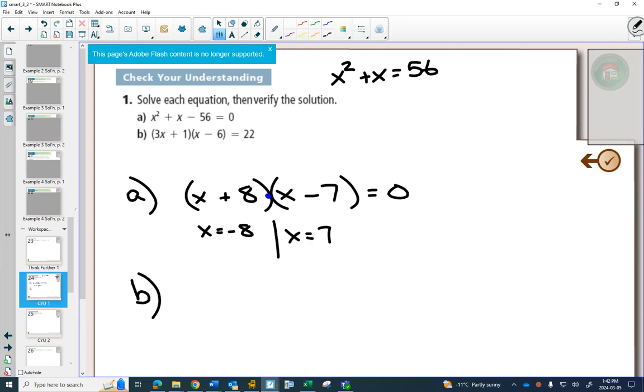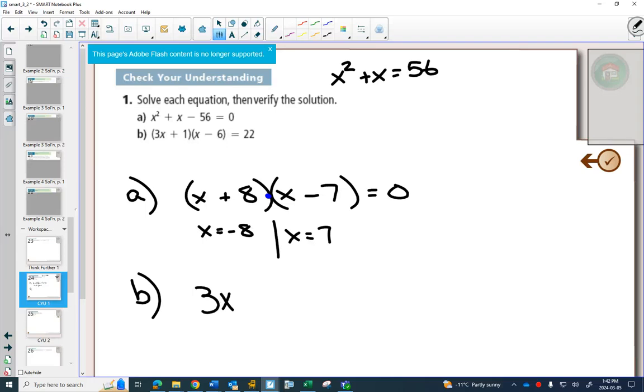In B, it looks like they've done the work for us. You see the left side is already factored. But unfortunately, the right side is 22. The factoring only helps us if one side is equal to 0. So unfortunately in this one, I actually have to multiply this all out to begin with.